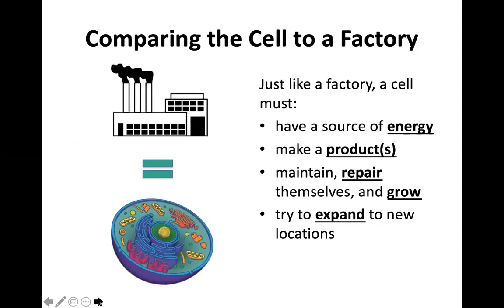All right, so today as we go through this lesson, we are going to compare the cell to a factory. So just like a factory, a cell must have a source of energy, which is anybody for the cell? Anybody know what it's called? Energy for the cell? No. Good try. Begins with an M. Mitochondria, that's right. They also make products. They maintain, repair themselves, and grow. And they try to expand to new locations.